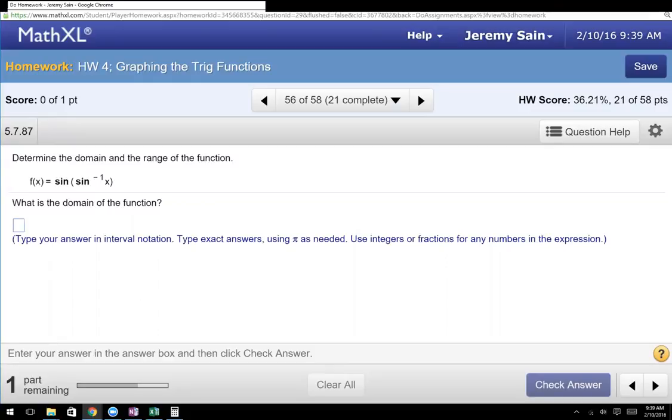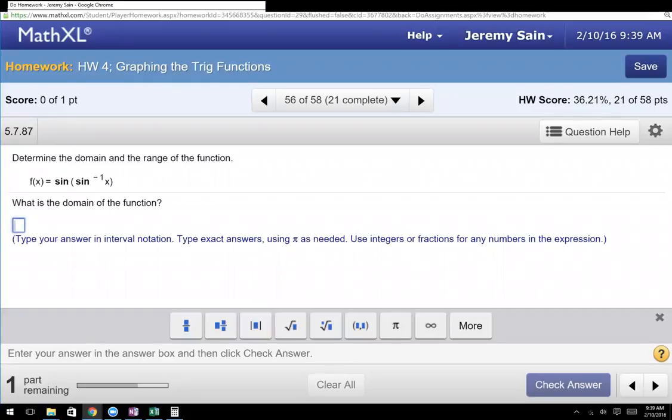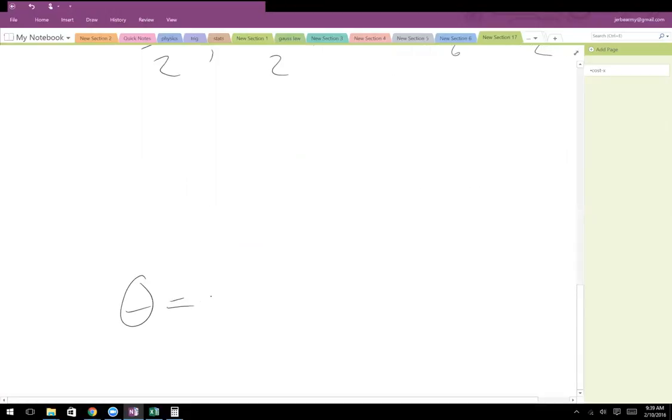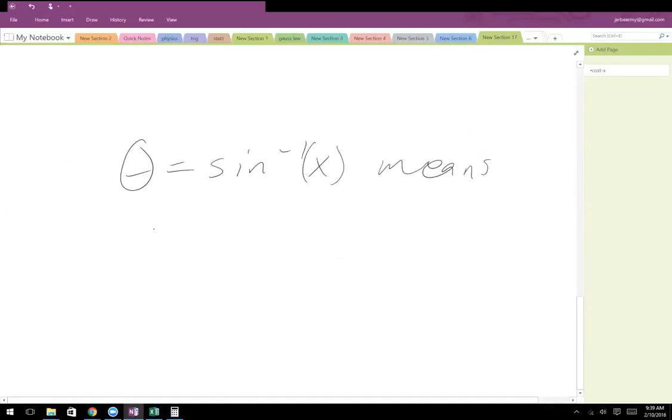Nearly done, y'all. Let's finish this up. Okay, domain of that function. So what x's can I put into inverse sine? Again, inverse sine means, okay, let me go back to the piece of paper. If I write theta is inverse sine of x, that means sine theta is x.